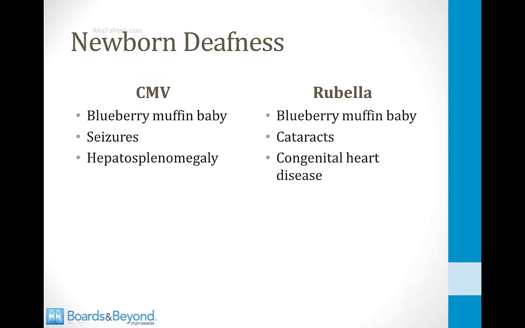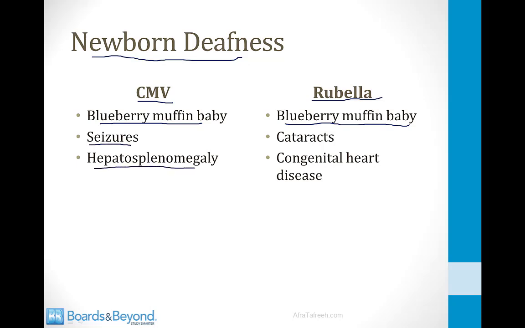Let me just pause here and mention newborn deafness. So this is a finding of two different congenital infections. One is CMV, as we just discussed, and the other is congenital rubella syndrome. Now, both CMV and congenital rubella syndrome can cause the blueberry muffin baby syndrome, so it can be confusing to tell the two apart. But make sure you remember that only CMV will give seizures and a big liver and a big spleen. Congenital rubella syndrome, on the other hand, causes cataracts in the babies, and it's often associated with congenital heart defects.